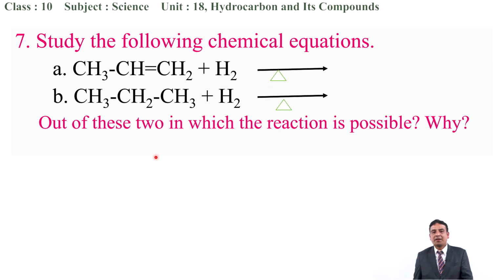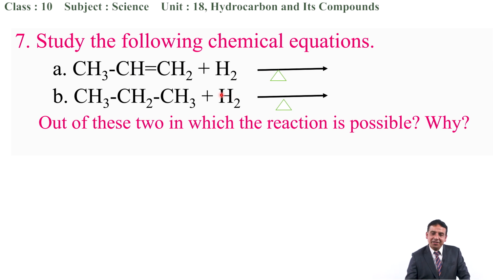Next one, study the following chemical equations. Just study. The first one is CH3CH=CH2 plus H2, and it has been given. Then what could be the product? And CH3CH2CH3 plus H2 has been given over here. Then a question has been asked for you: out of these two equations, in which is the reaction possible, and why?